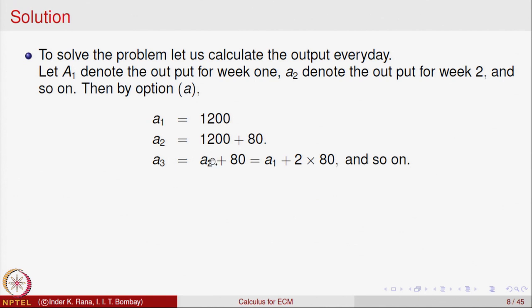A3 will be equal to, from the second week of 1200 plus 80, another 80 will be added on. So, after the third week, it will be the first week plus 2 times 80 added. So, if we go on doing it, at the 10th week, 1200 is the first one, 9 times 80 more chairs would be added. Production will go up by that many units. So, total units will become 1920.